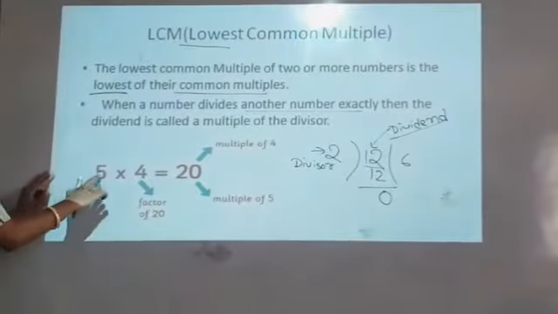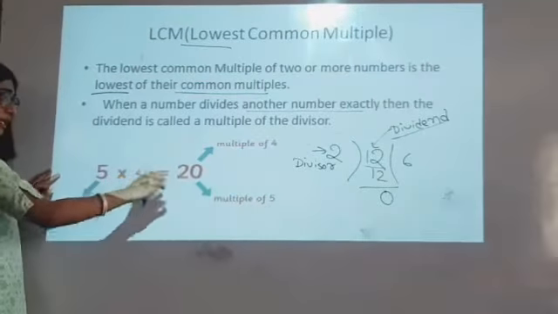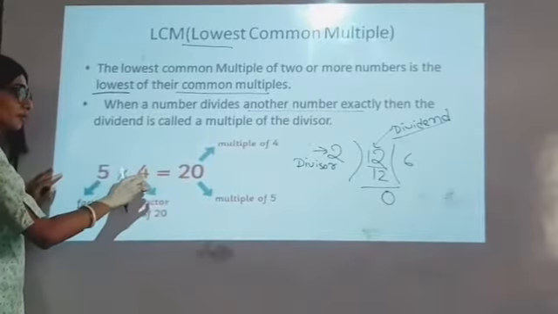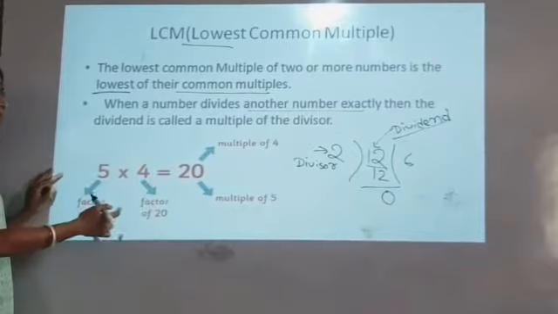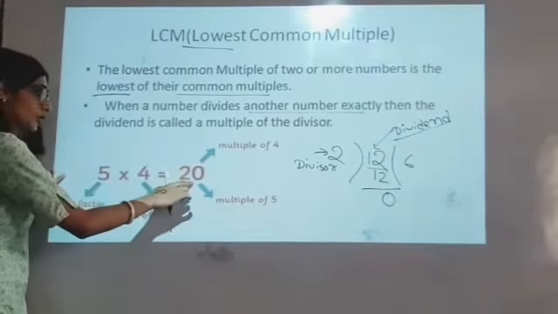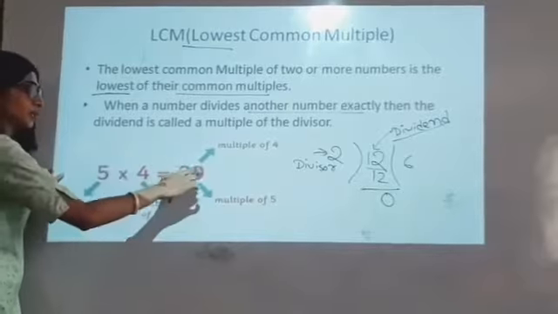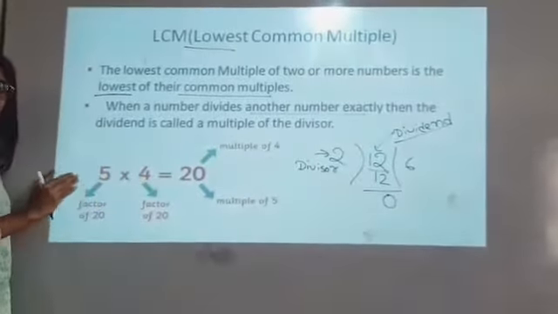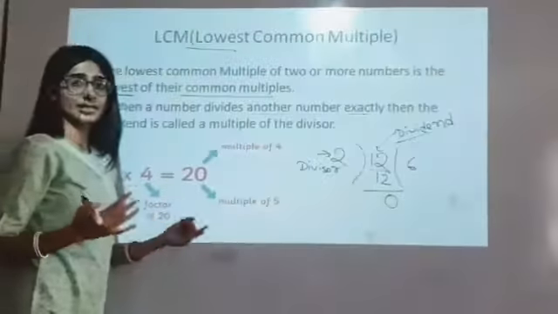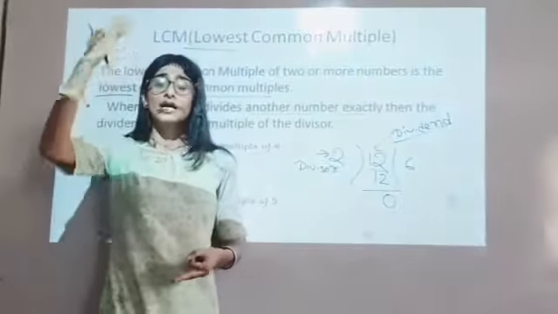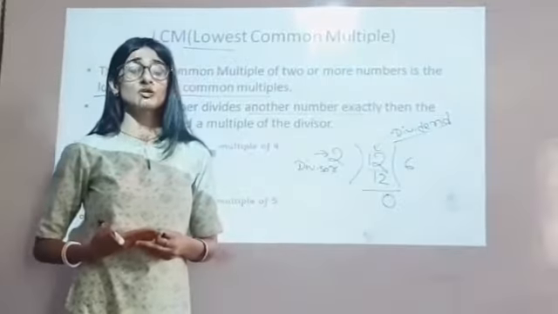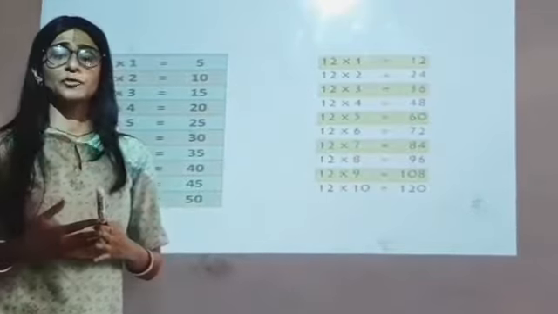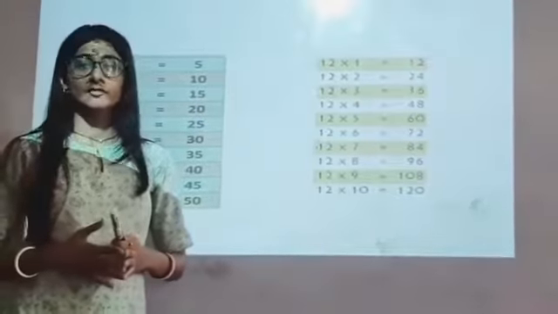Also you can say, if you write 5 fours are 20, that means 20 is divisible by 4 and 20 is also divisible by 5, both the numbers. So you can say 20 is the multiple of 5 and 20 is the multiple of 4. I hope the definition is clear to you, and simply you can say multiple means you have to read the table of that number. I am explaining through an example.